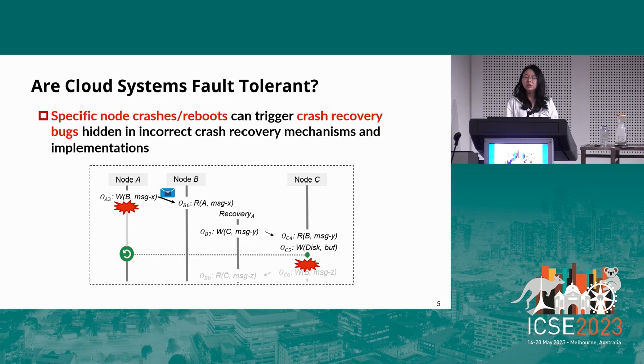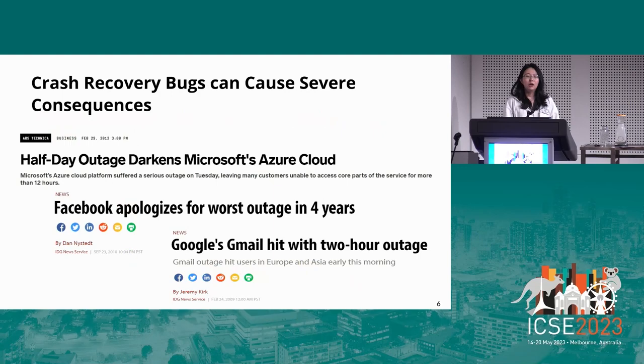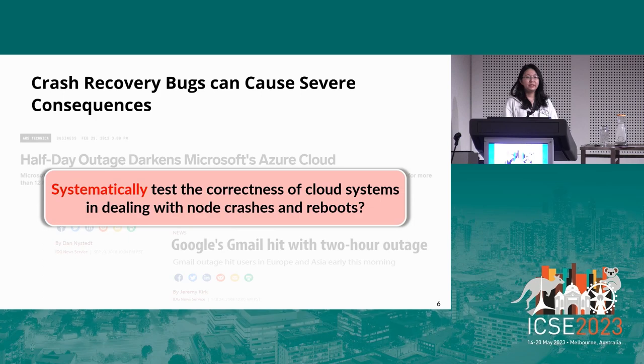Crash recovery bugs hide in incorrect crash recovery mechanisms and implementations. For example, the crash scenario shown in the figure can make the cloud system fail to recover the task due to a crash recovery bug. Crash recovery bugs can cause severe consequences and impact the reliability and availability of cloud systems. To test the correctness of cloud systems in how they deal with node crashes and reboots, an intuitive approach is to systematically exercise all possible crash scenarios and observe whether a cloud system can correctly recover from these crash scenarios.